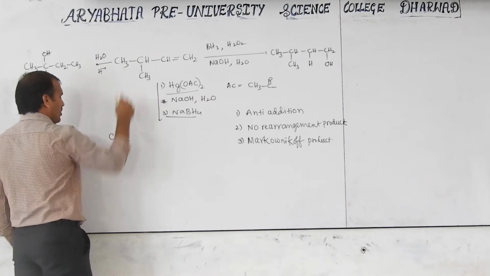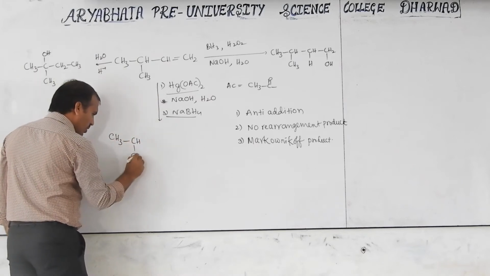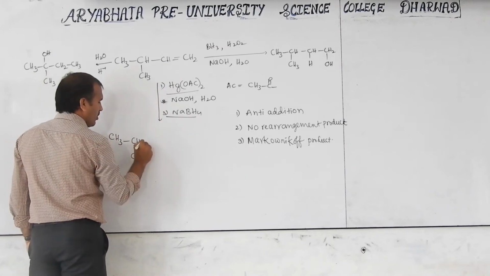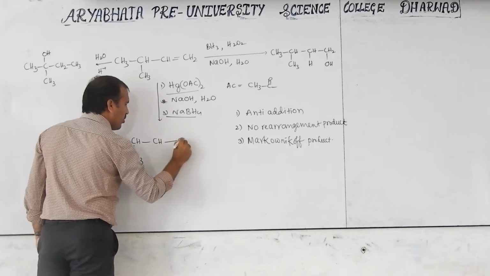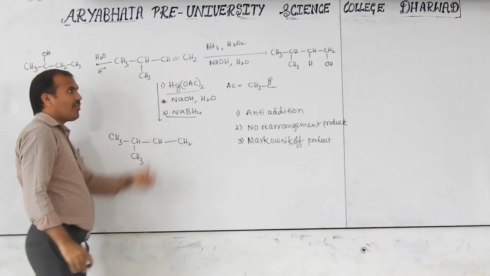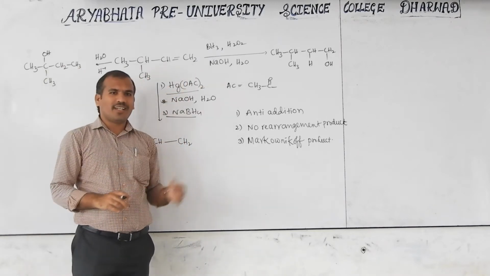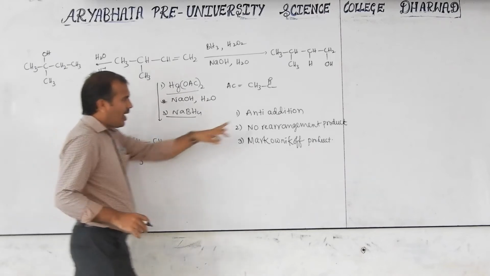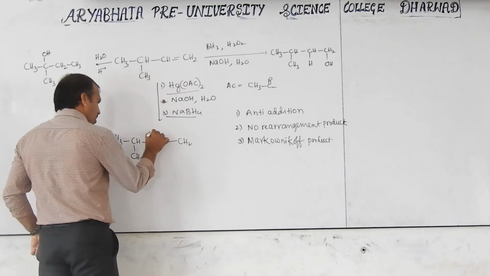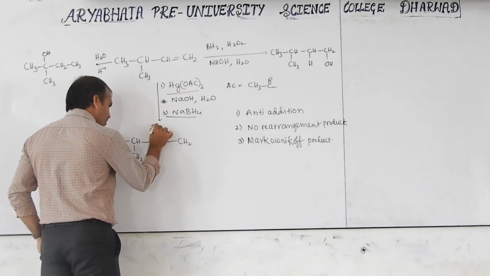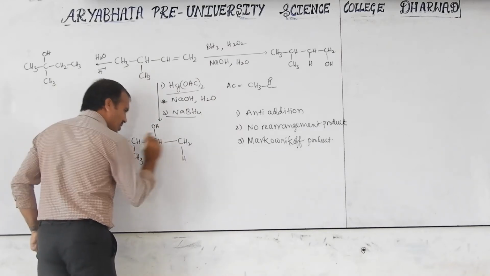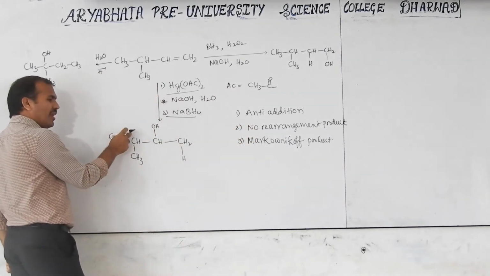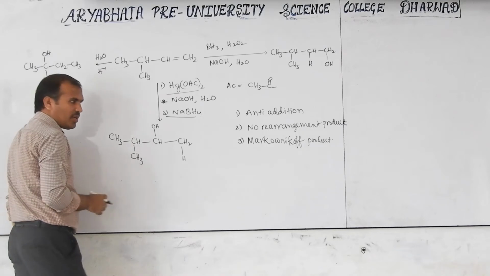CH3, CH, CH3, and CH single bond CH. So whatever I wrote in the last class, that product belongs to this oxymercuration, demercuration. It means anti-addition. So here will be the OH, here will be the H. These are opposite. No rearrangement. If rearrangement were to be added here, but there is no rearrangement.